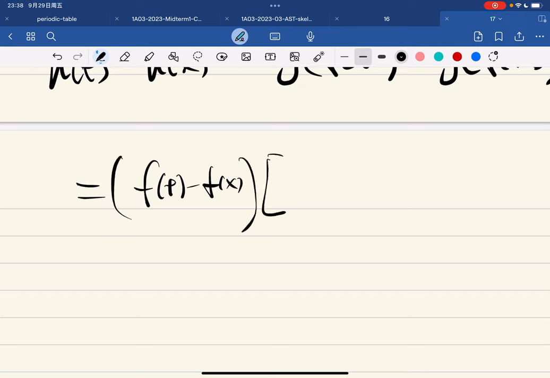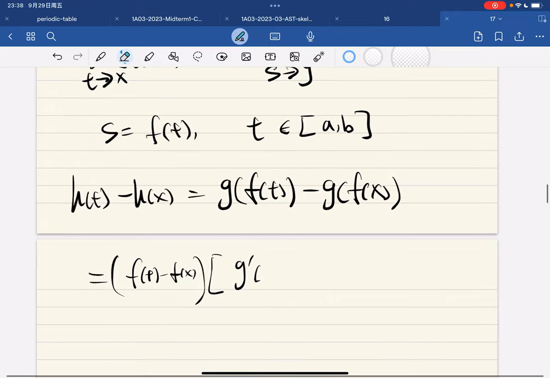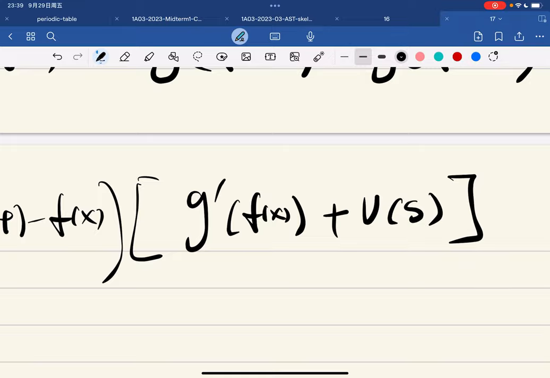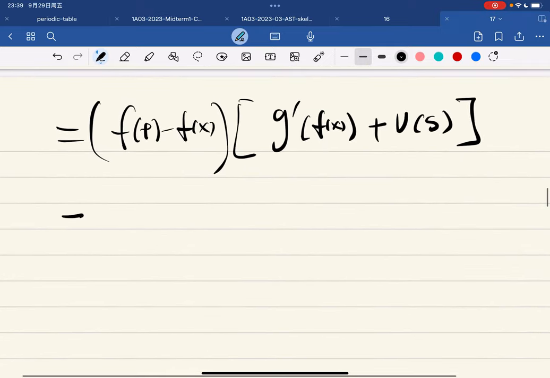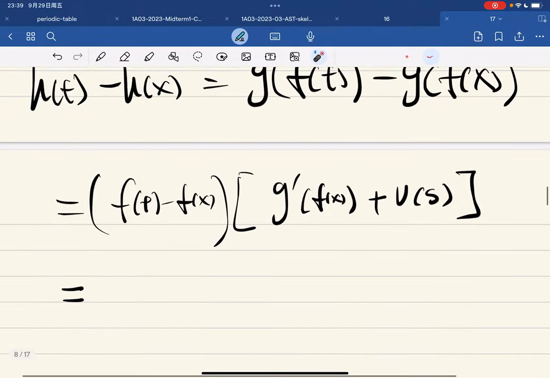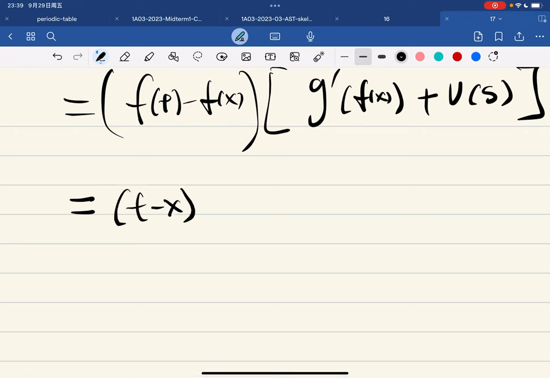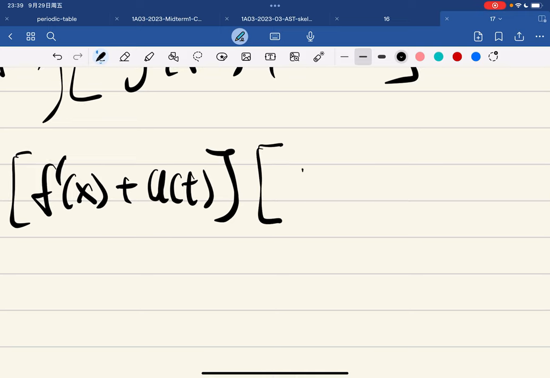this times g derivative at f of x plus v of s. Right? Well, okay. This is equal to, again, for this f of t minus f of x, we do this again. Which gives that t minus x times f derivative at x plus u of t, and g derivative at y plus v of s, basically copy-paste.